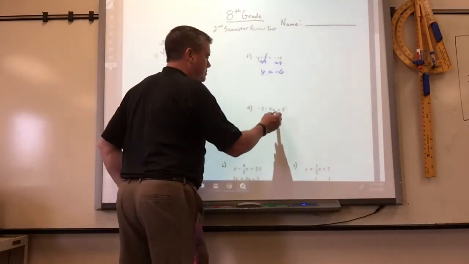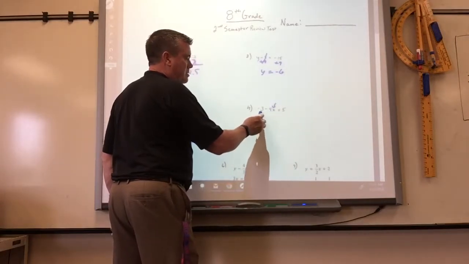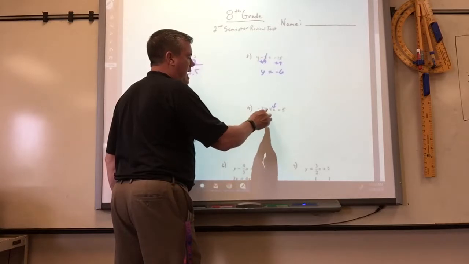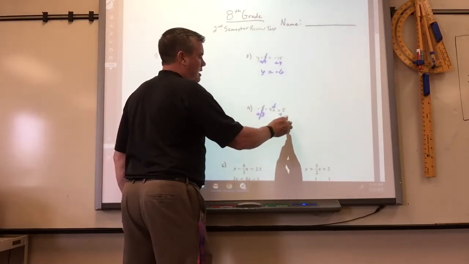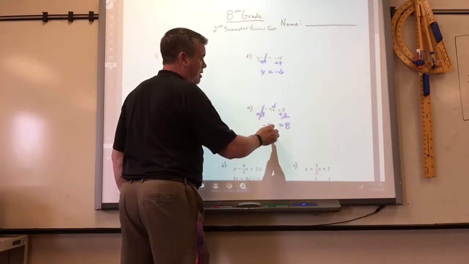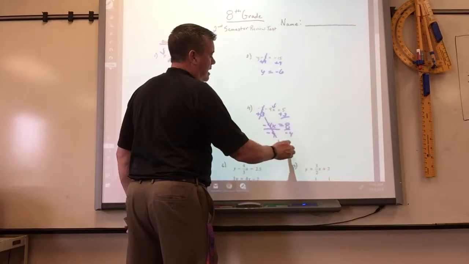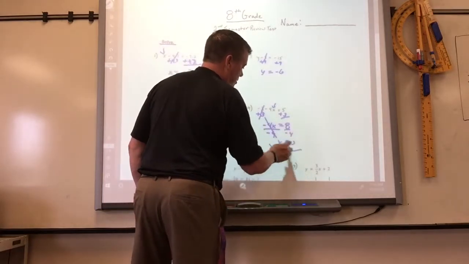Another two-step, get the x by itself. 4 is attached to it, so that goes last. So get rid of the minus 3 by adding 3. That makes 0. Add 3. That's still a negative 4x. So then divide by negative 4 and you get negative 2.